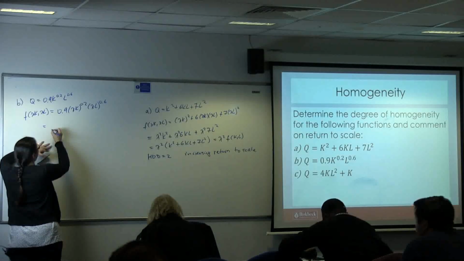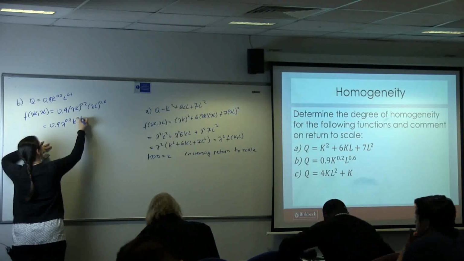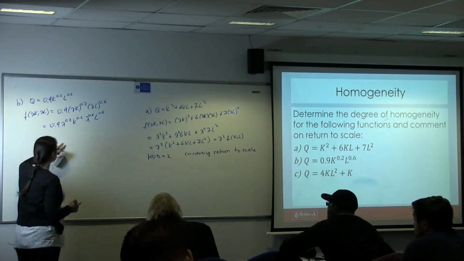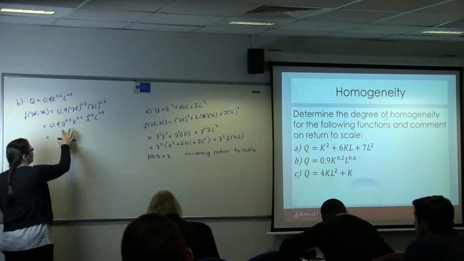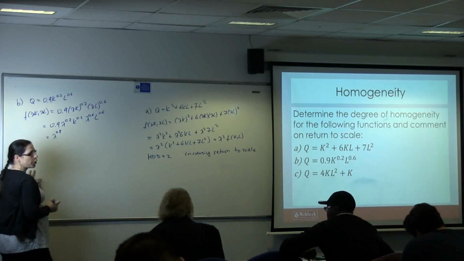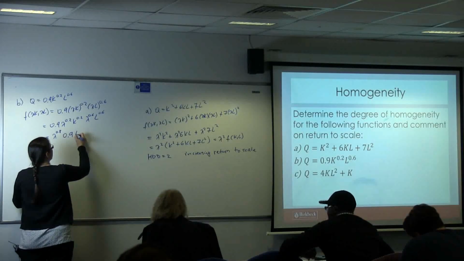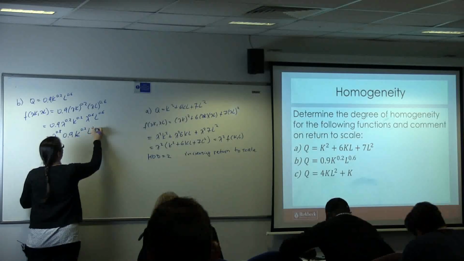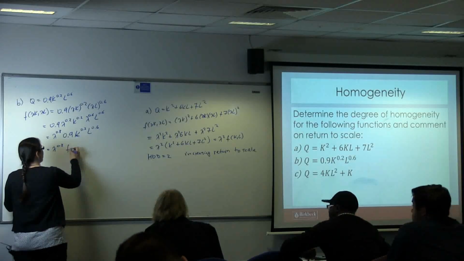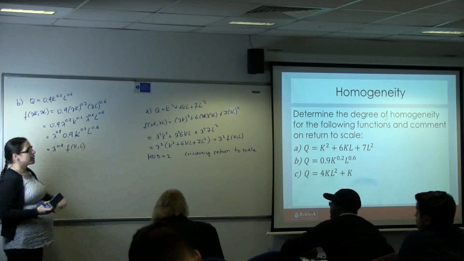So what I've got in here is 0.9 lambda to the 0.2, k to the 0.2, and lambda to the 0.6, L to the 0.6. So lambda is multiplied together, so that will be lambda to the 0.8, because 0.2 plus 0.6 makes 0.8. And I've got 0.9, k to the 0.2, L to the 0.6. And that was my original function.